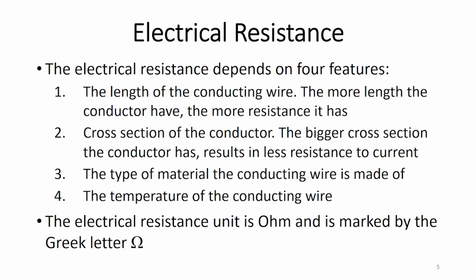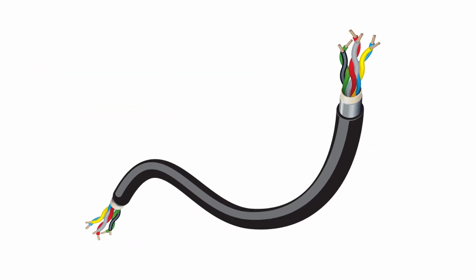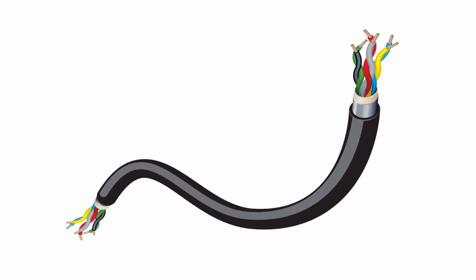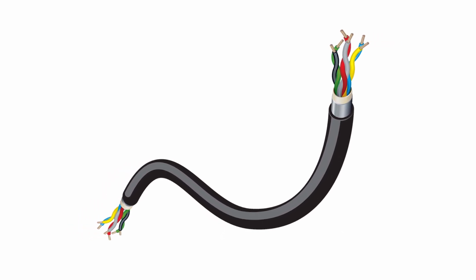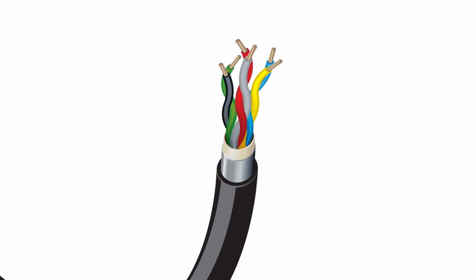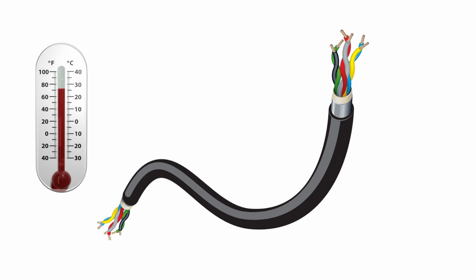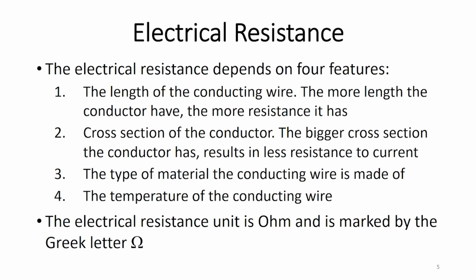The electrical resistance depends on four features. The length of the conducting wire: the more length the conductor has, the more resistance it has. Cross-section of the conductor: the bigger cross-section the conductor has, the less resistance to current. The type of material the conducting wire is made of, and the temperature of the conducting wire. The electrical resistance unit is ohm and is marked by the Greek letter capital omega.